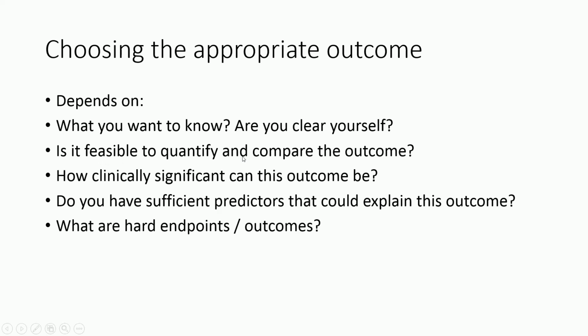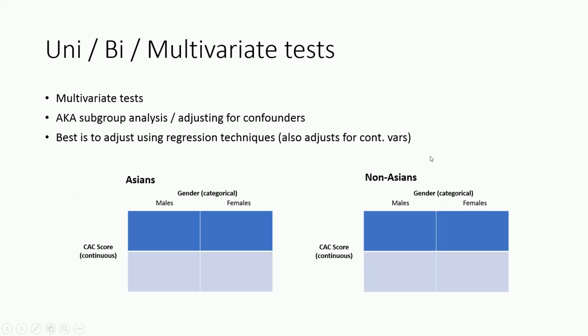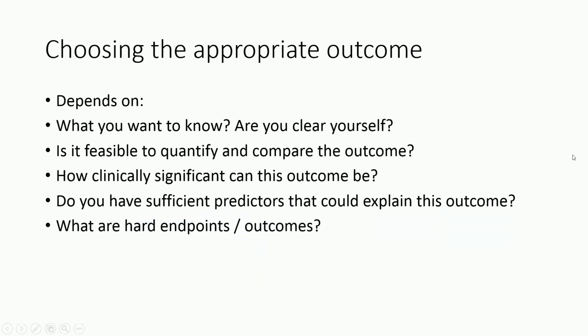Secondly, is it feasible to quantify and compare the outcome? Now, in the same example, CSE score quantification requires a proper CT scan. So you should be clear about whether you can do that, whether it is feasible, and whether you can compare it across different populations, whether you have this data available for different sexes.